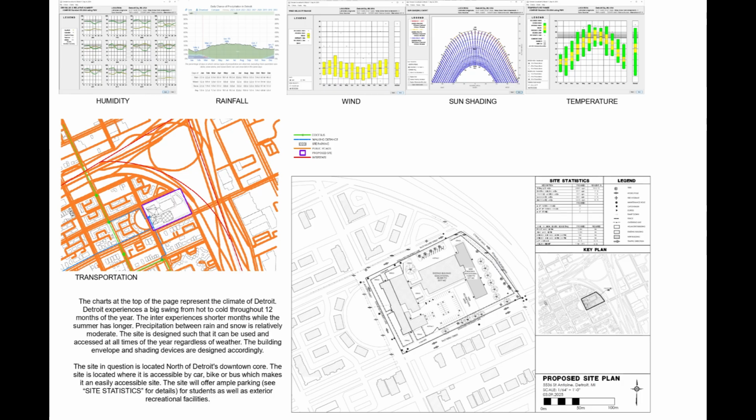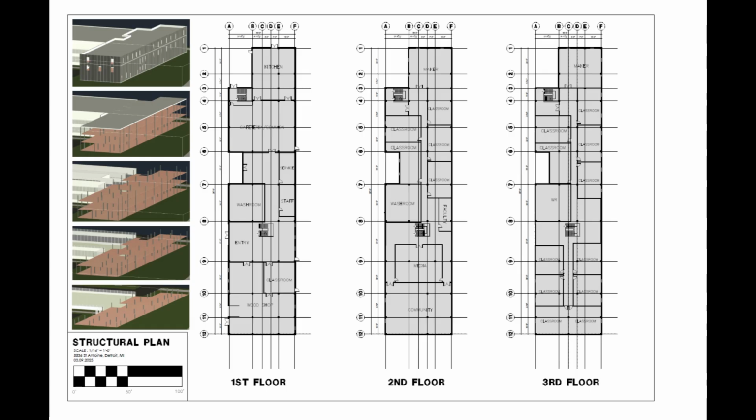Then we did get into breaking down Los Angeles as a city, looking into its climate, humidity, rainfall, wind, shading, temperature, things like transportation. Everything was broken down so that we could create the best design possible. This slide here shows how we got the grid to work with the building, and the left side of the slide also shows how it was built from the ground up.